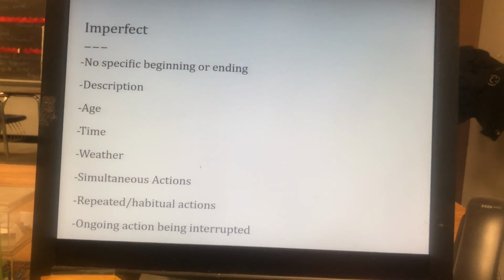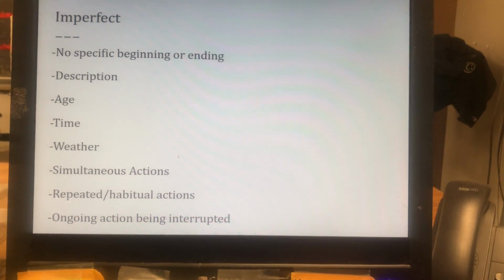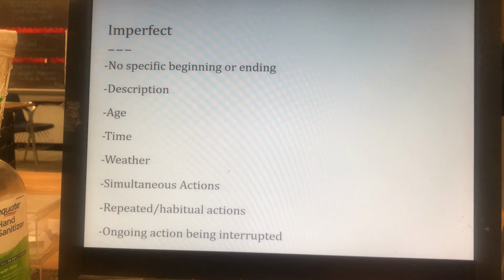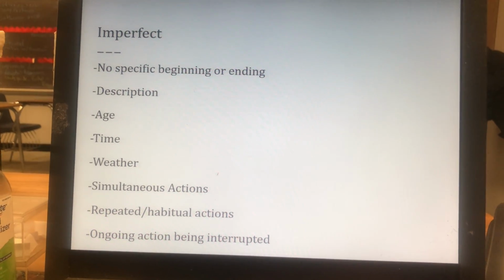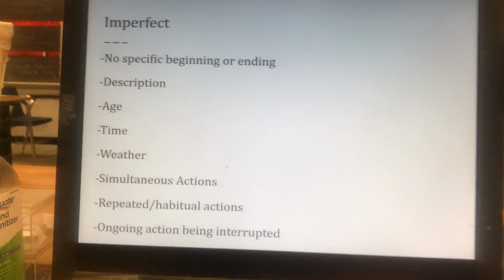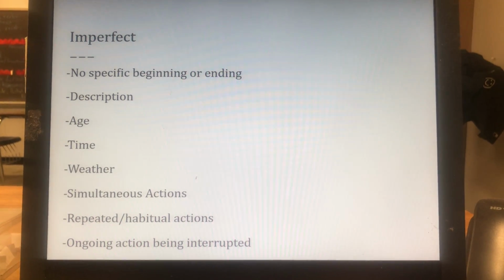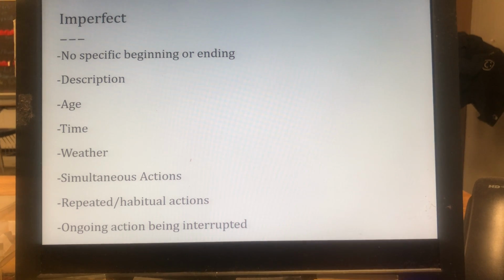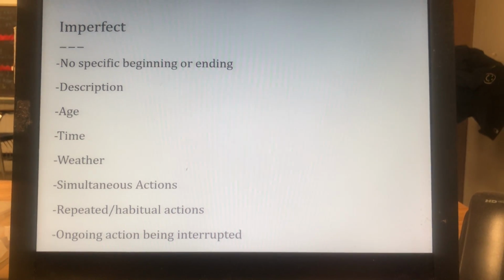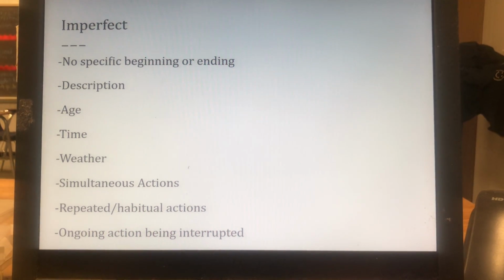The imperfect. When do you use the imperfect? We use the imperfect if there's no specific beginning or ending. So like, I used to walk the dog. We don't know when that happened. We don't know if it's over, or I was walking the dog. We don't know. That sounds ongoing.